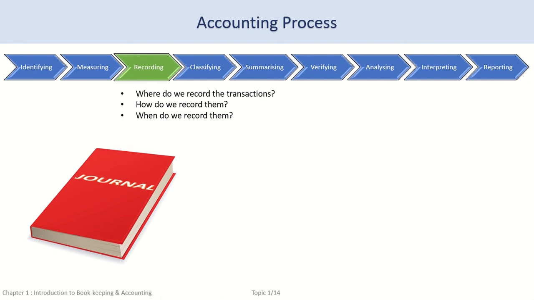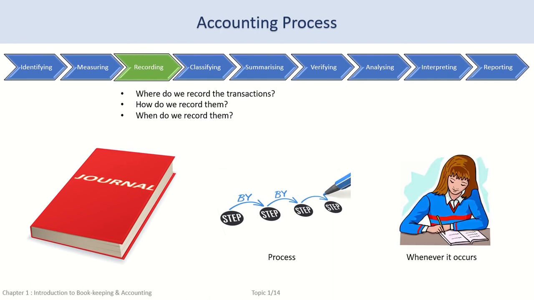The next question is, how do we record the transactions? According to the process of journalizing. There are certain steps to be followed while recording a journal entry, as well as a specific format or layout in which to record them. We'll look at the process in detail in the chapter on journal. The next question is, when do we record them? The transactions should be recorded as and when they occur. They should be recorded sequentially, one after another, in the journal.